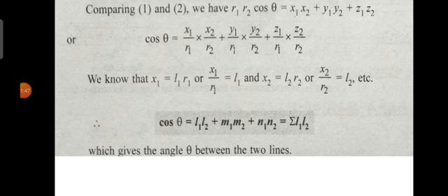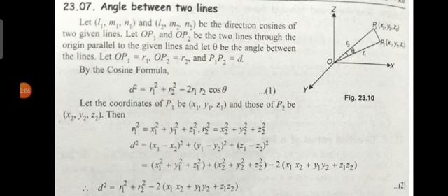Okay, that is the equation: cos theta is L1 L2 plus M1 M2 plus N1 N2, where theta is the angle between two lines. Then theta is cos inverse of that. Okay, that is the angle between two lines.